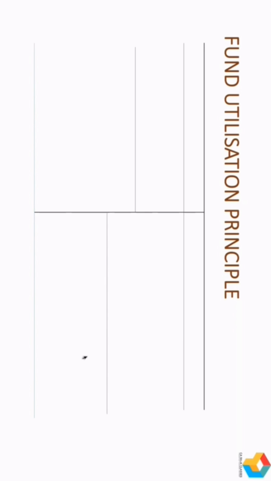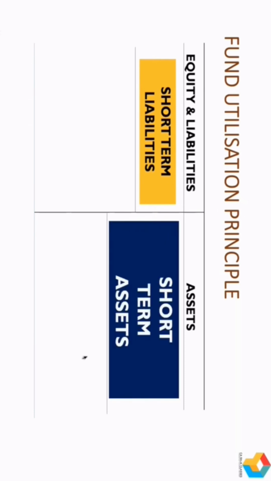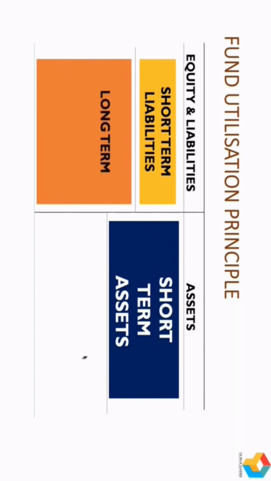Now listen. I said money for business can be raised from the owners, we call it equity. It can be raised from outsiders, we call it liabilities. And this liability can be short-term liability, and these short-term liabilities can be used for creating assets. They are called short-term assets. But here, if you look, short-term assets are greater than short-term liabilities, it means some portion of short-term assets are funded by long-term funds. I call them long-term liabilities and equity.